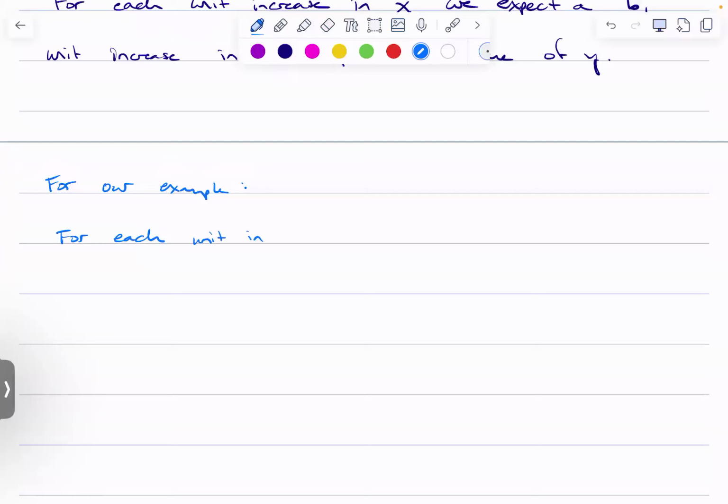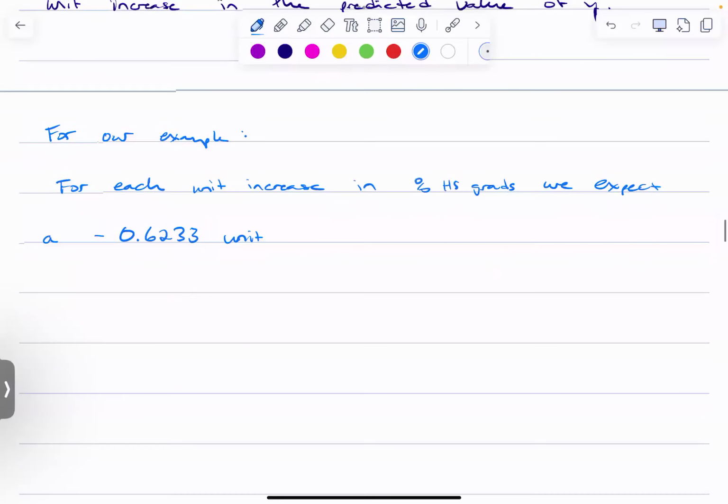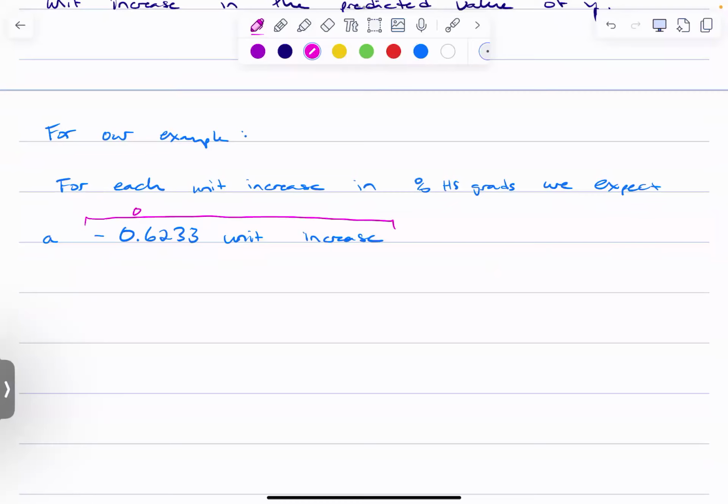Each unit increase in percentage of high school grads, expect a negative 0.6233 unit increase, or 0.6233 unit decrease if you're so inclined.